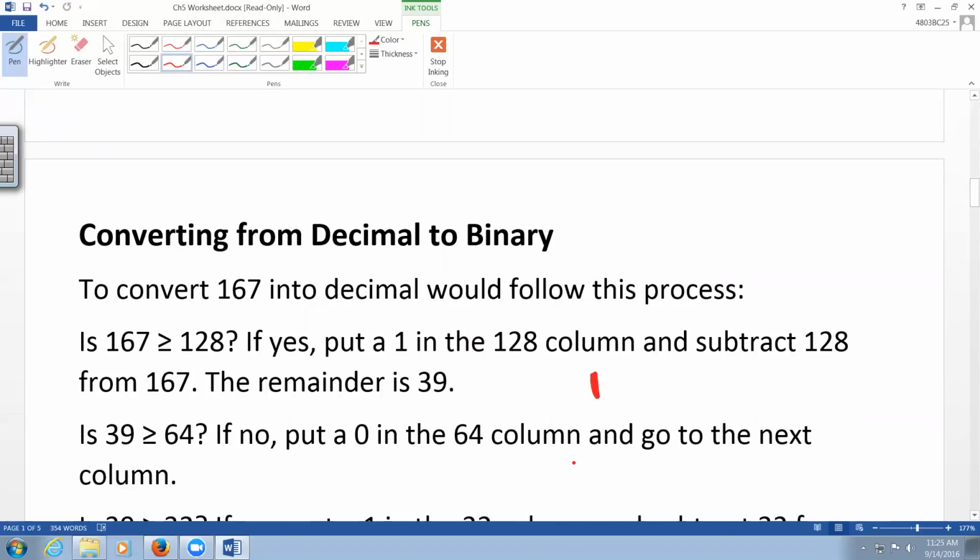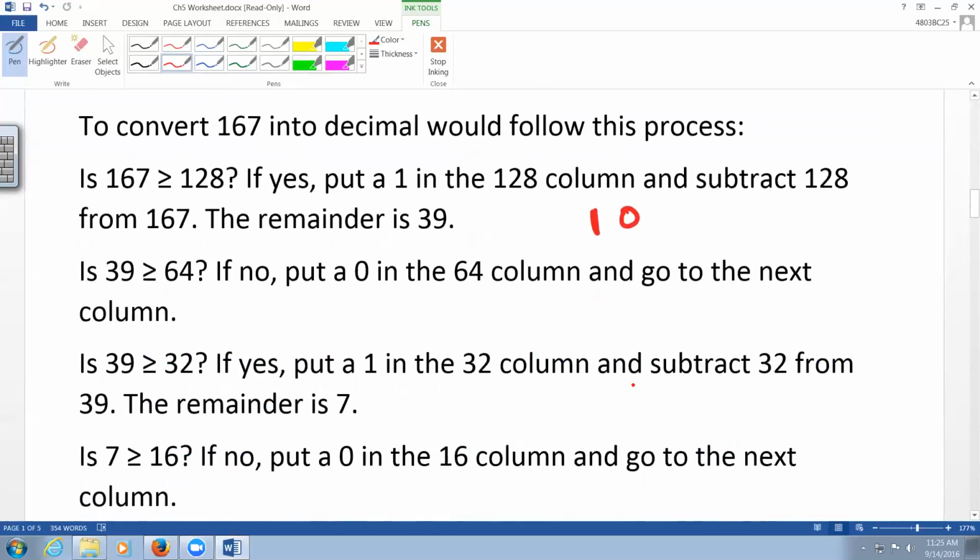Is 39 greater than 64? No, you put a 0 in there. Okay, is 39 greater than 32? Yep, so we have a 1. When you put a 1, you take the number and subtract this number to get the resultant. So we start with 167. Since it's greater than 128, we put a 1, and then we subtract. And now we're left with 39.